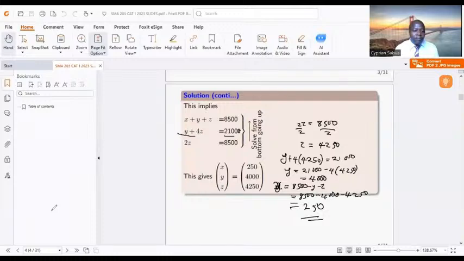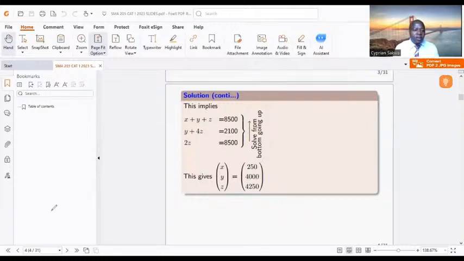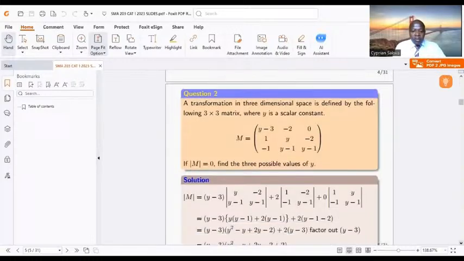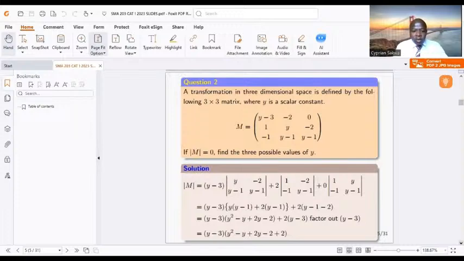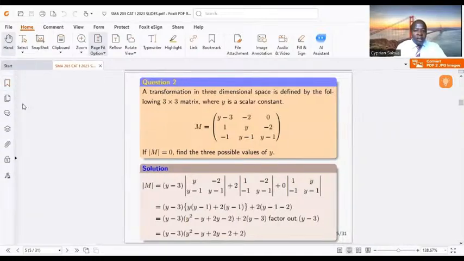Let's look at the next question. A transformation in three-dimensional space is defined by the following 3x3 matrix, where y is a scalar constant. If the determinant of M, this one we said that these vertical lines here would mean determinant. These are two vertical lines. So if the determinant of M is 0, find the three possible values of y.